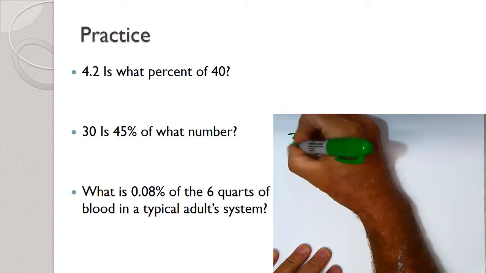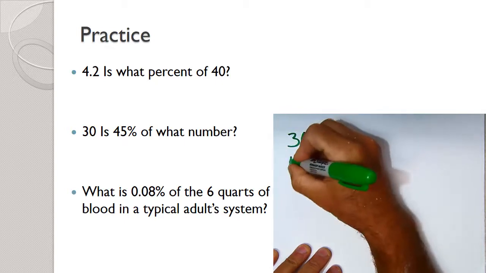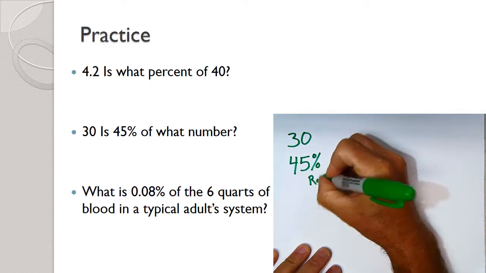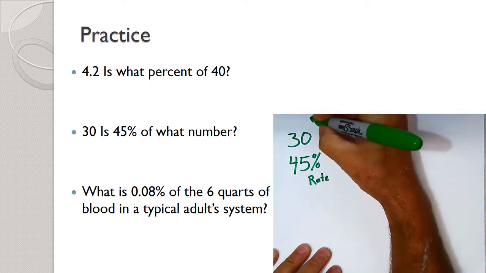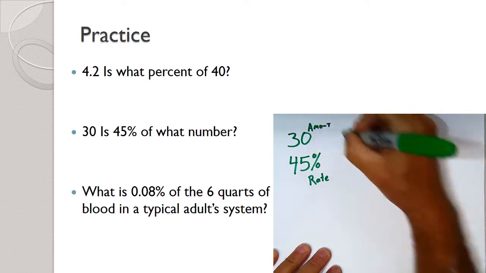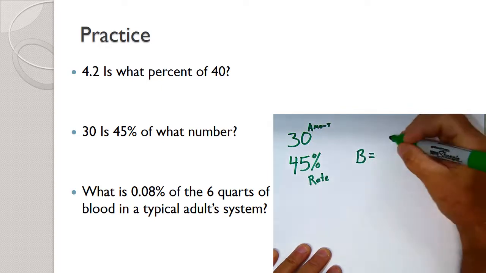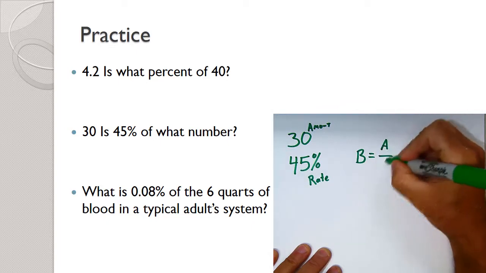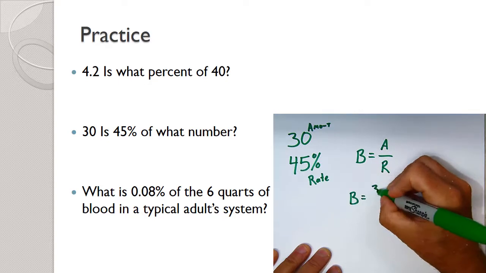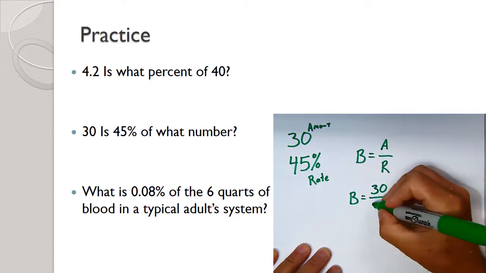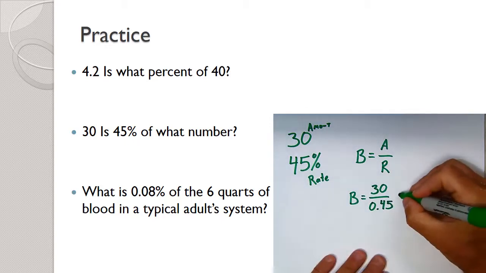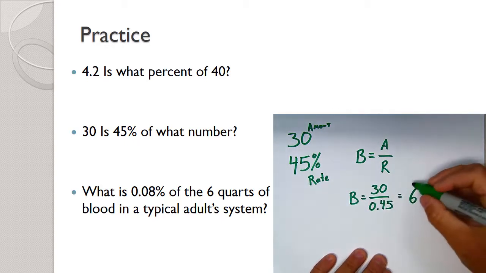30 is 45% of what number? Well, we're given the 30 and the 45%, and clearly 45% is our rate. Is 30 the whole thing? No, it's less than half of the whole thing, so that must be our amount. And so our base is amount divided by rate. In our case, that means the base is going to be 30 divided by the rate, which is 0.45 in decimal form, and that turns out to be about 66.7.